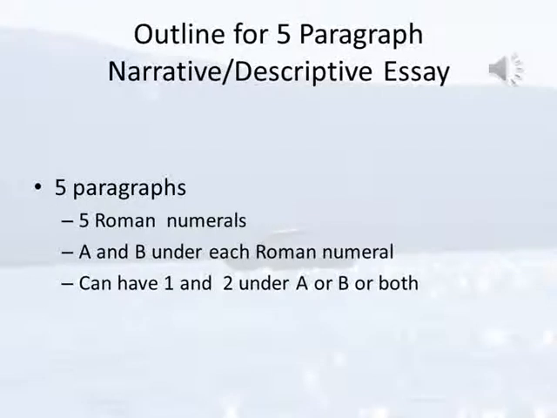Now that you have ideas for the topic and the details, write an outline for the narrative. The essay will be 5 paragraphs long. Use a Roman numeral for each paragraph. That means you will have 5 Roman numerals. You will need to have at least a capital A and a capital B under each Roman numeral. You can have more, but you can't have less.